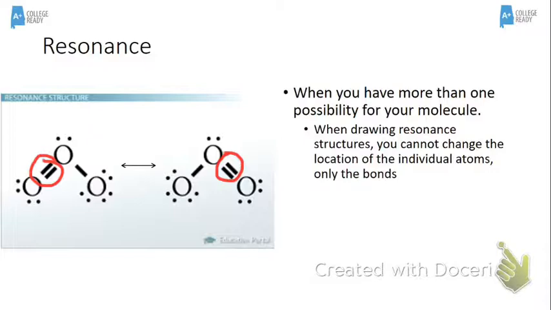So O3 is one of those examples that might be a little bit harder to see, but if we had, let's say, that central oxygen was a sulfur, and the peripheral atoms were something else.